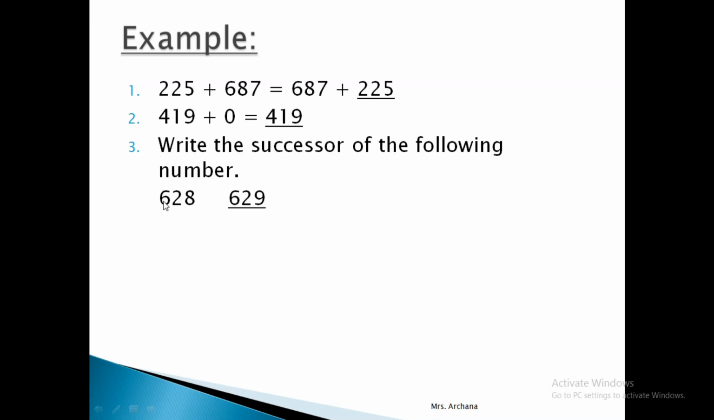Write the successor of the following number. How to calculate the successor? By adding 1 to the number, we will get the successor. So 628 plus 1 is 629.